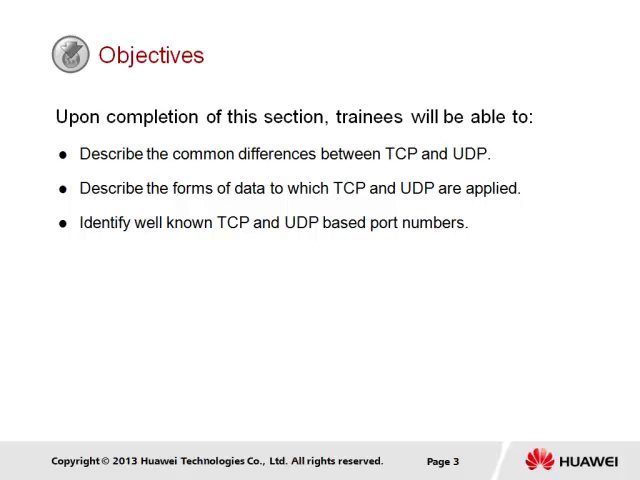So upon completion of this section, it is generally expected that trainees will be able to describe the common differences between TCP and UDP, describe the forms of data to which TCP and UDP are applied, and identify well-known TCP and UDP-based port numbers.